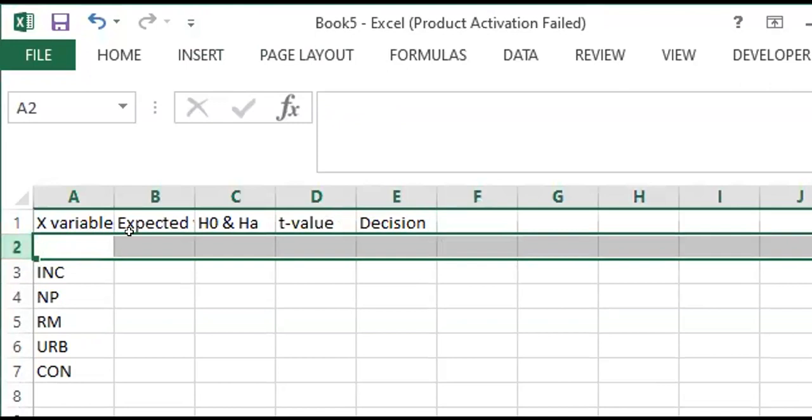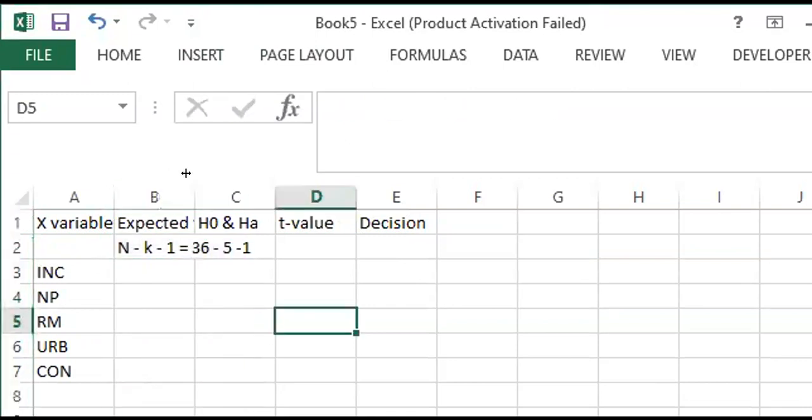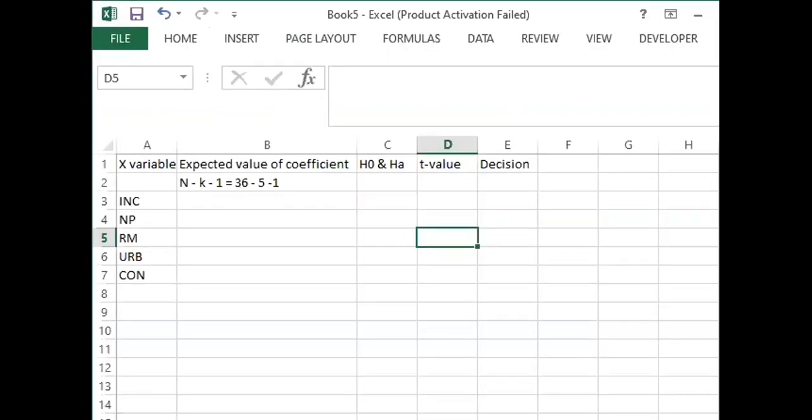So we'll put our degrees of freedom here. We said it's n minus k minus 1. So ours was 36 minus 5 minus 1, which should give us 30. Let's put this like that. And I think this is just about it here.